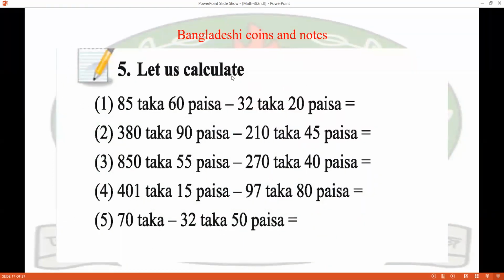So there is some math for your calculations. This math is for your home practice. You can practice at home. You can save it for practice.